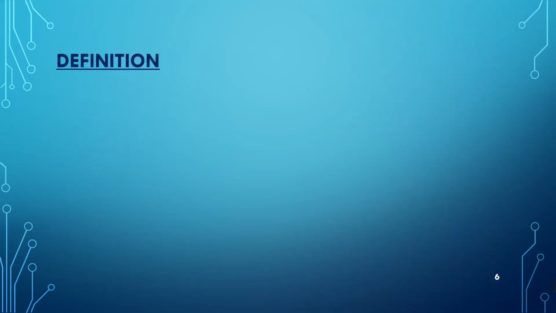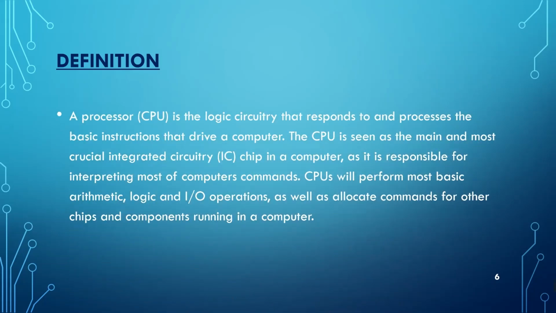Let's start with definition. A processor, CPU, is the logic circuitry that responds to and processes the basic instructions that drive a computer. The CPU is seen as the main and the most crucial integrated circuit chip in a computer, as it is responsible for interpreting most computers' commands.